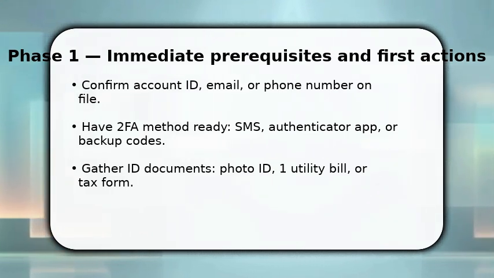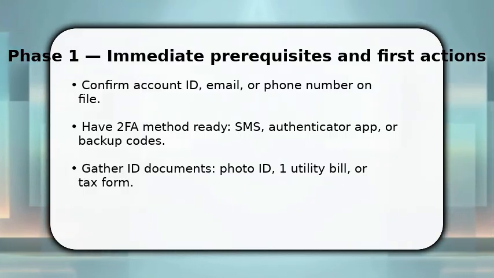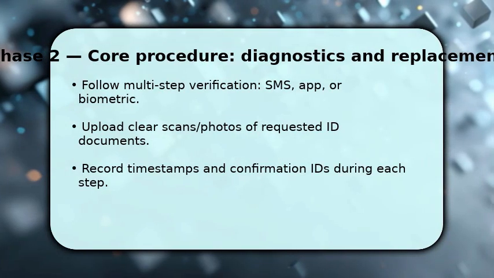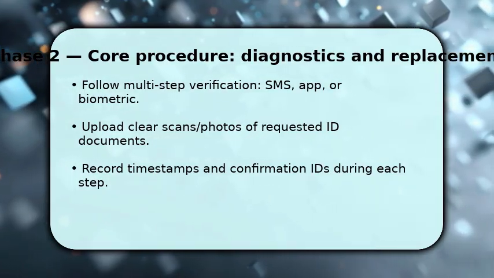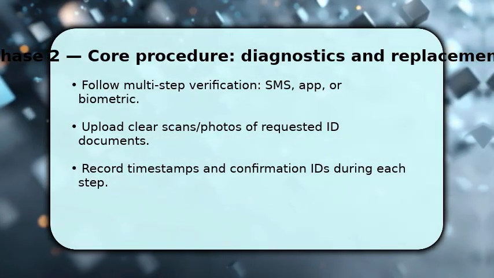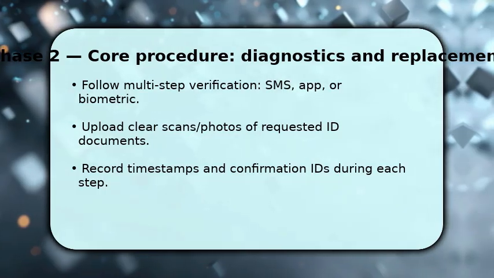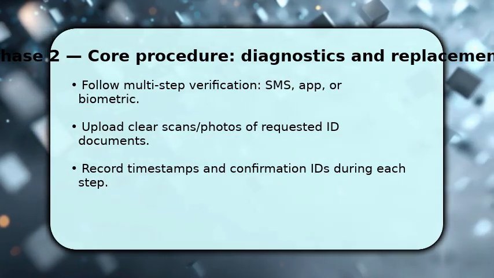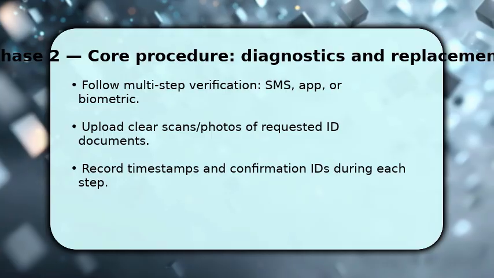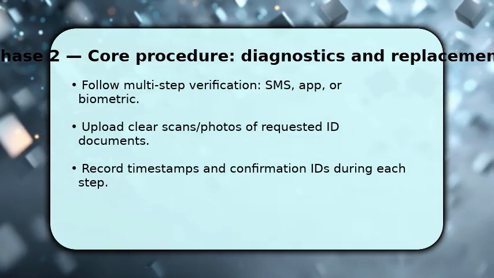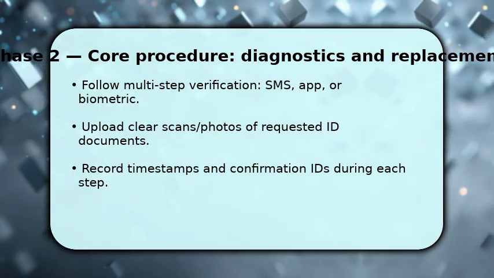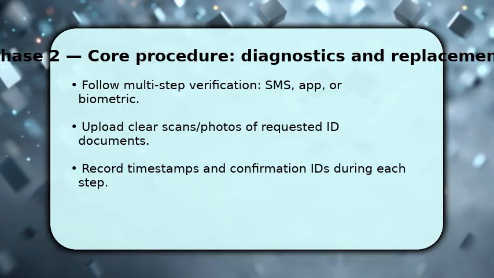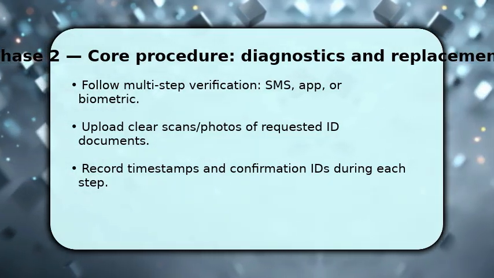You'll now complete the deeper verification, respond to SMS codes, accept authenticator prompts, or perform biometric checks. If asked, upload high-quality scans of ID, make edges visible, and use neutral lighting. Once uploaded, fill any supplemental forms with exact spellings and dates. Mismatches slow approval. Keep copies of submission confirmations, reference numbers, and timestamps. If you have prior account activity details, provide recent login locations or device name.